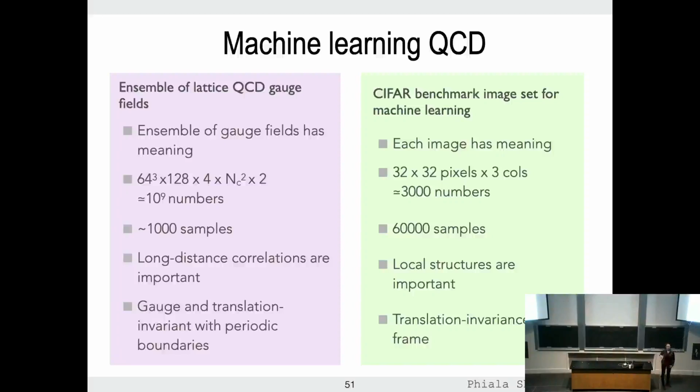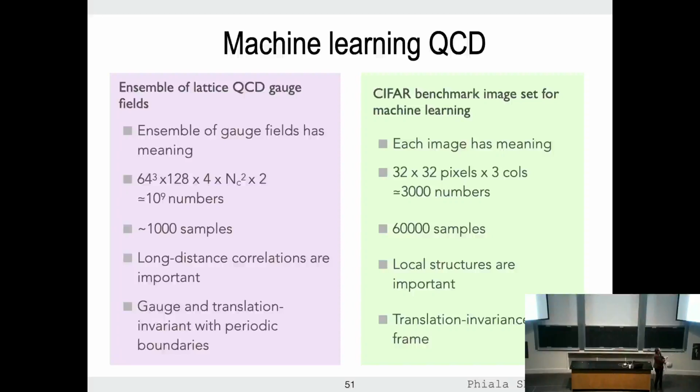Long-distance correlations really drive physics, right? Picture of a face, really local structures are very important. Nose, eyes, ears, and the local structures is what's driven the development of things like convolutional neural networks. They're very efficient when you have local structures. We don't have local structures. We have long-distance structures, right?